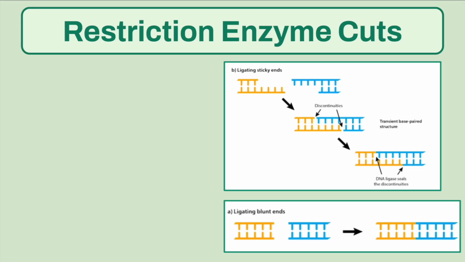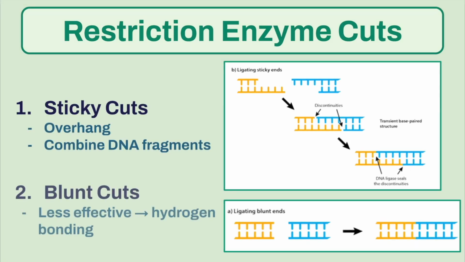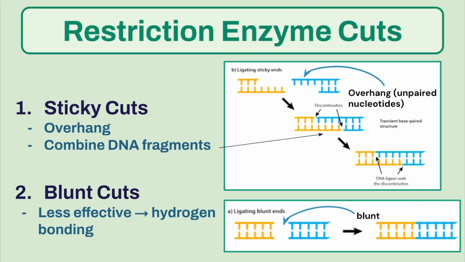There are two types of cuts that the restriction enzymes make: sticky or blunt cuts. Sticky cuts have a bit of overhang, while blunt cuts do not. These sticky cuts are helpful when you want to combine different DNA fragments together. The unpaired nucleotides on the ends make it easier for the complementary nucleotides to anneal together. On the other hand, blunt cuts are less effective due to no hydrogen bonding between the complementary nucleotides.